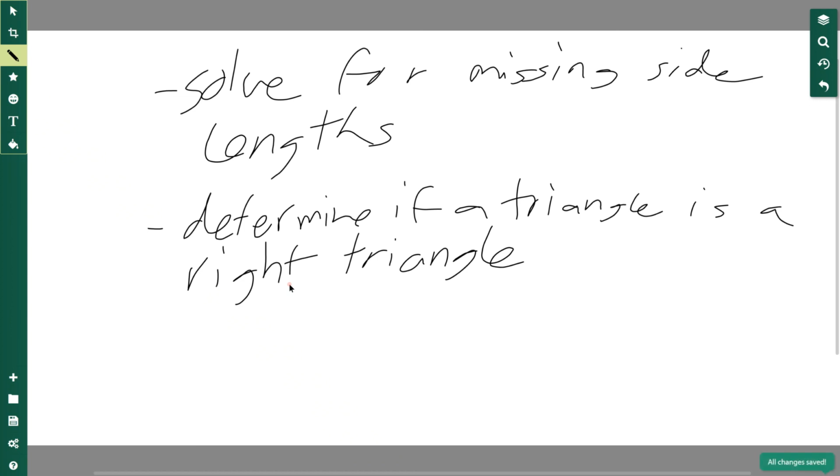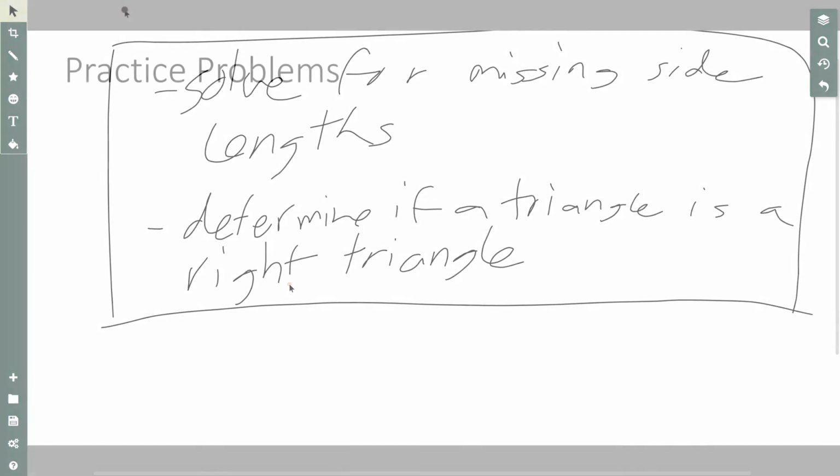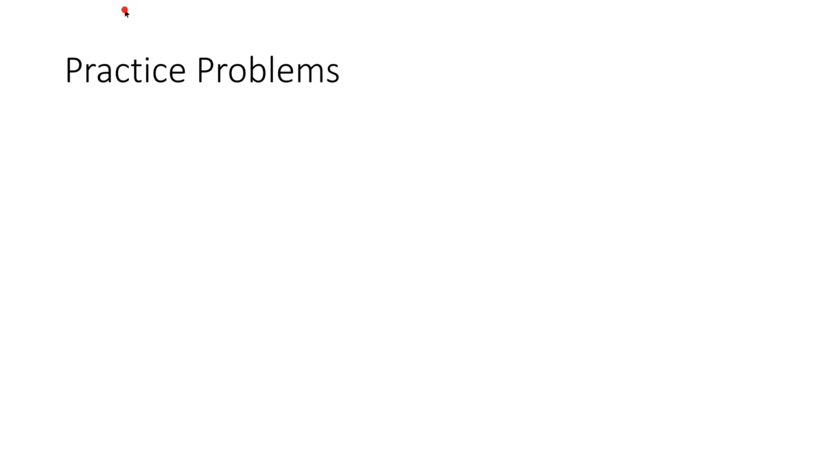And if you're not sure on how to do any of these things, rewind the video, rewatch any segment you're confused on, and if you're still confused after that, you can put a comment on this video and let me know so I can explain it differently. So now that we've done some problems together, I'll give you your own problems to solve on your own, so I can see how you've done.